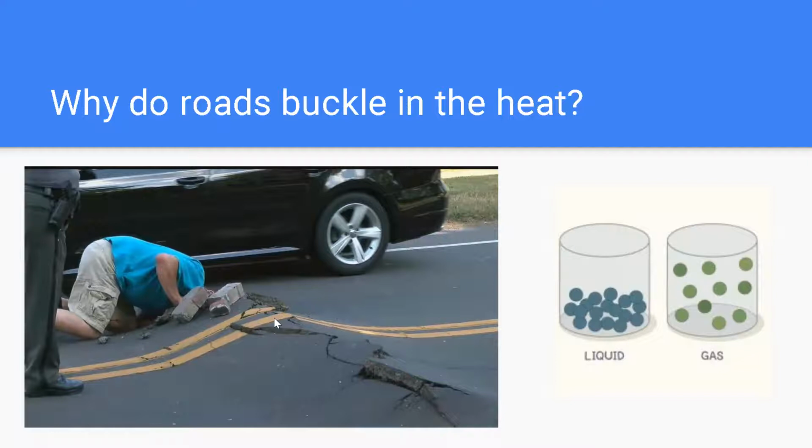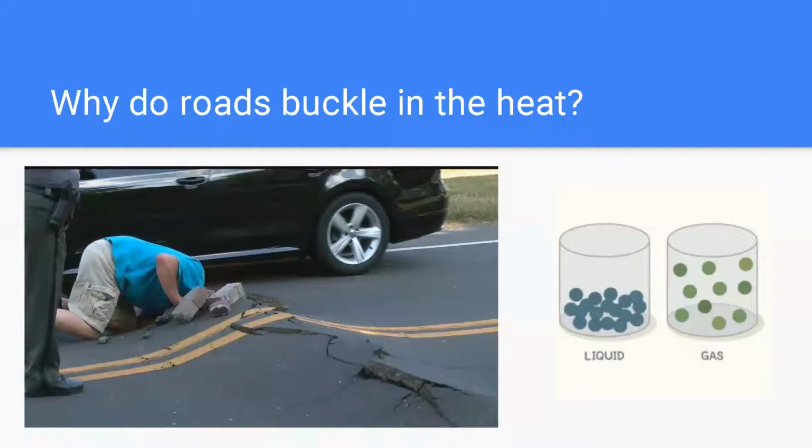So when we're buckling, it's the same thing, we're absorbing water, except this time, because it's hot, we're turning it from liquid water into gas, and that gas expands and causes the road to buckle. So I hope that makes some sense now as to why we crack and why we buckle in different weather temperatures.